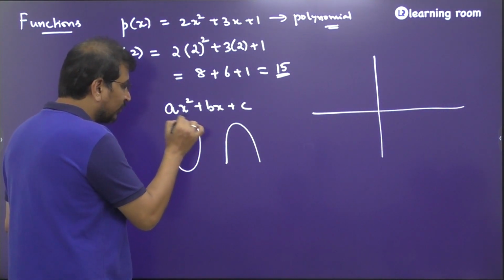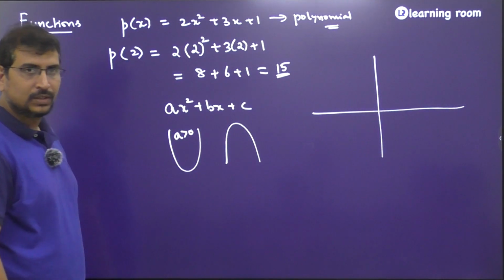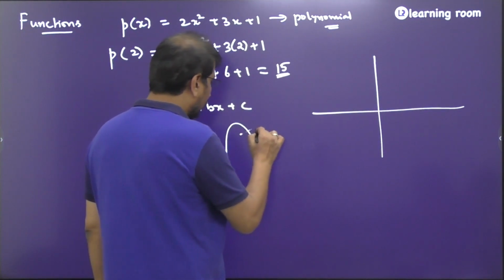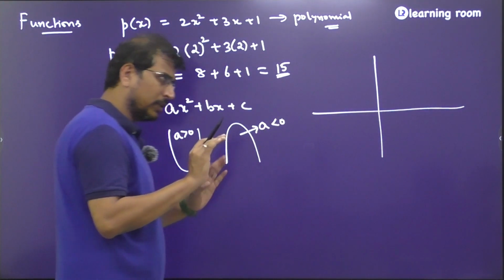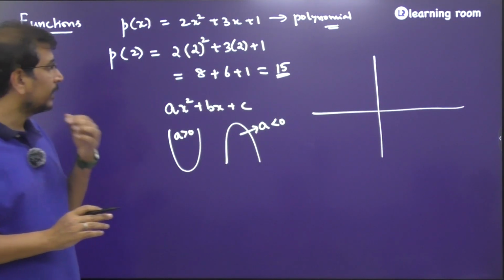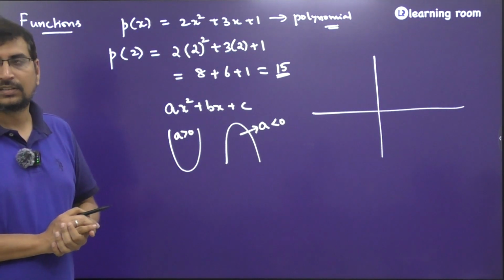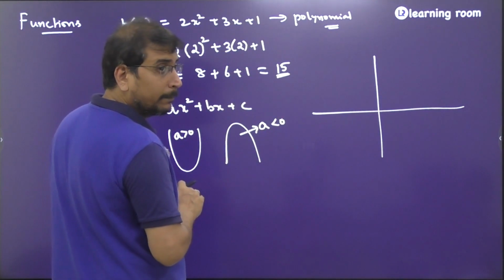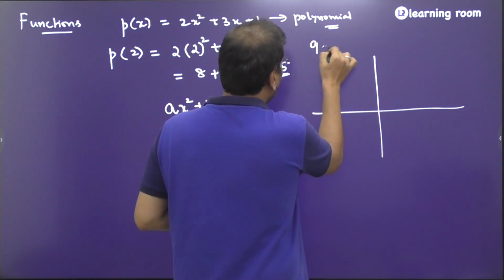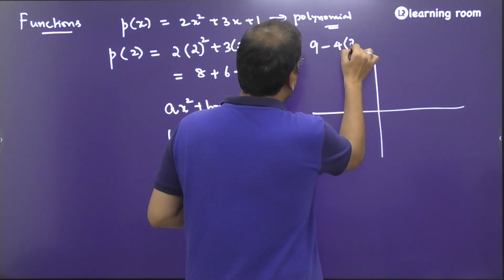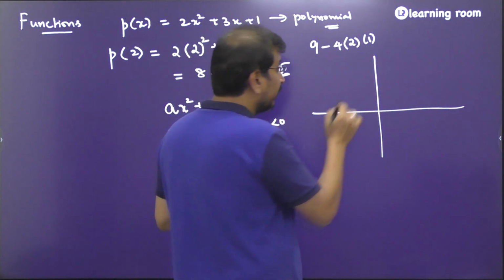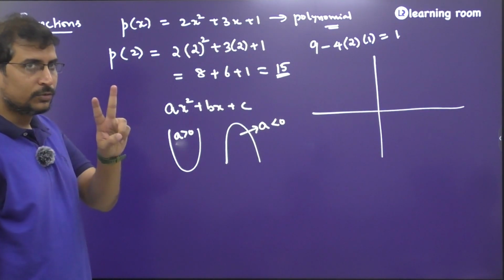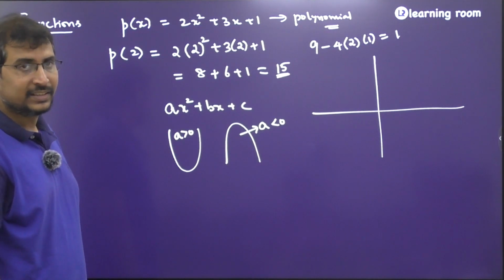When the coefficient of x square, that is a, is greater than 0. When will you have a downward parabola? When the value of a is less than 0. I hope it's clear, right? Now, tell me one thing. Find the discriminant of this and tell me, is it coming out to be 0, positive or negative? What is the discriminant of this? b square minus 4ac. So, b square is 9 minus 4 into 2 into 1. So, what is it? It is 1. It's a positive value, right? So, a positive value means it is going to have 2 real and distinct roots, right?